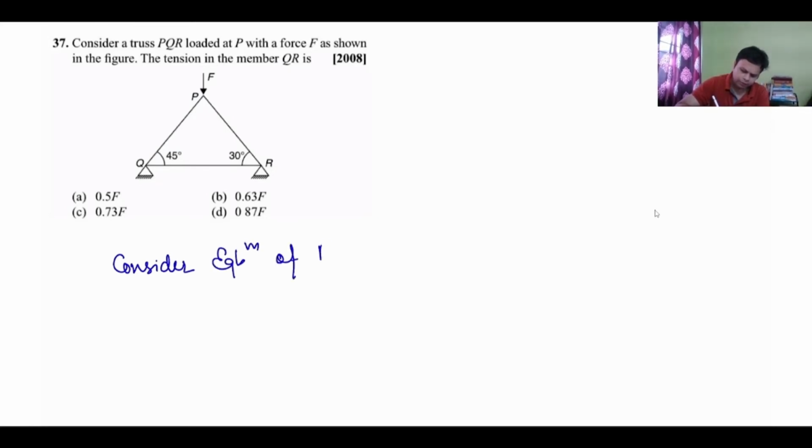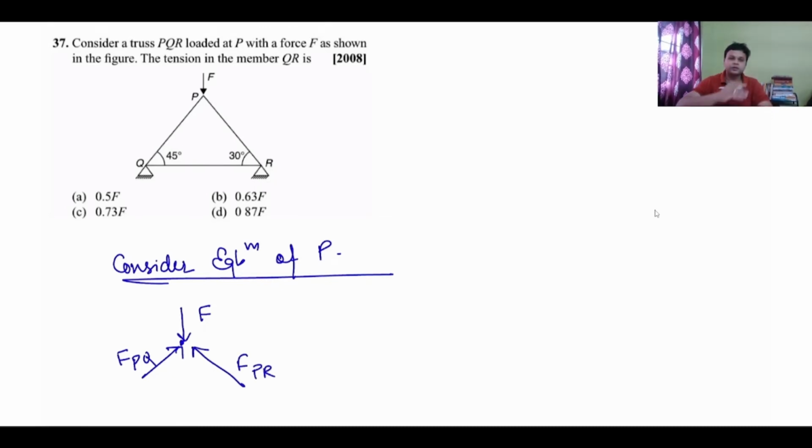Consider equilibrium of point P. So what are the forces? There will be three forces. You can see the force F, FPQ, and FPR. So this is the only combination of forces possible. All the forces will be radially inwards, right? You try any other combination, you'll see that the net sum of the forces does not come up to be 0. So this is the only combination possible.